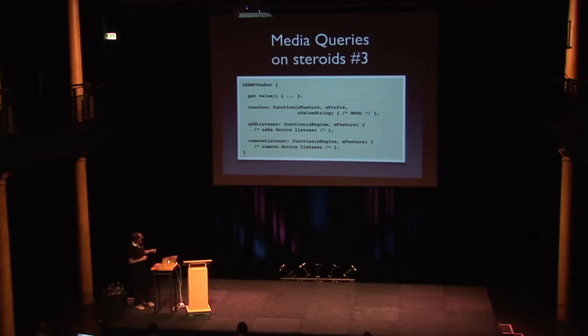The resolver is a function taking a few arguments. First one is the feature, foobar, just to make sure you know it. If you use one single object for multiple features, you may want to know which feature you're querying. The prefix, if it's relevant, min dash or max dash. And the value, I want to compare the current value to 500 pixels. You do your stuff, and you reply a true or false. You have resolved the media query.